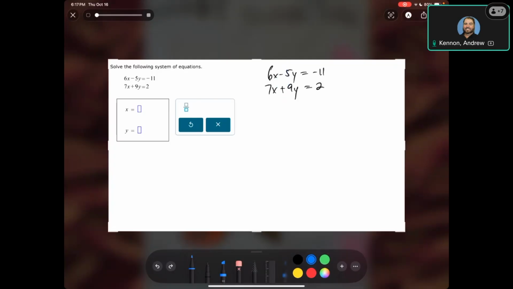So the least common multiple between 5 and 9 is 45. So I need this to be -45 and this to be +45. The way you do that is I'm going to say, okay, -5 times 9 would give me -45. So I'm going to multiply this entire equation by 9. So 9 times 6 is 54. 9 times -5 is -45. 9 times -11 is -99.